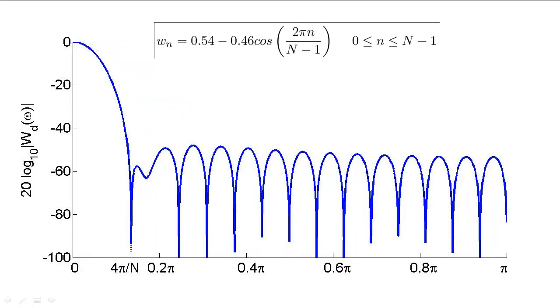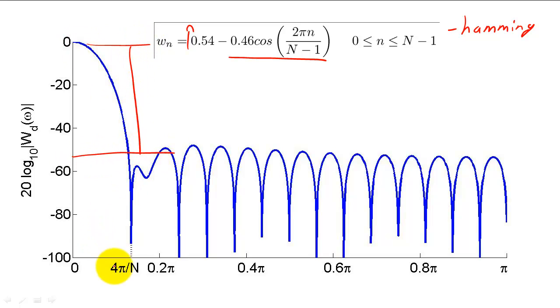A window function that finds a near ideal compromise between these two trade-offs is the Hamming window. The Hamming window is essentially a cosine function that is raised by a DC offset. Since the Hamming window is a smooth function at all points, it further reduces the height of the side lobes while very slightly increasing the width of the main lobe compared to the triangular window.